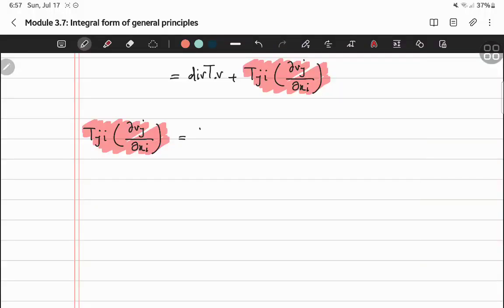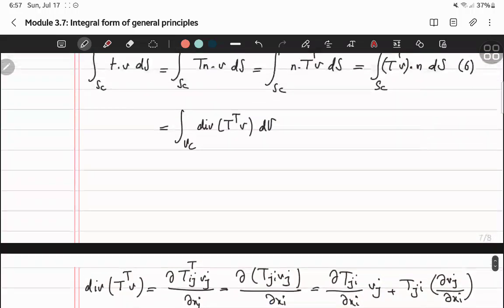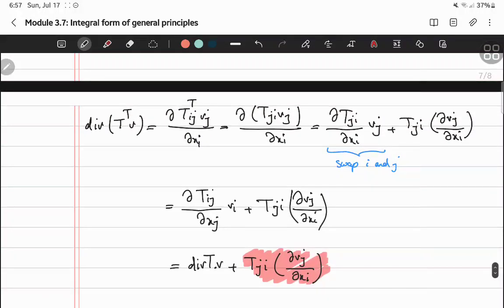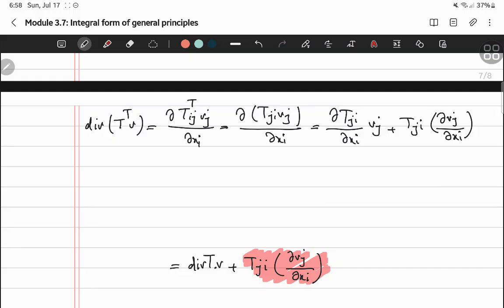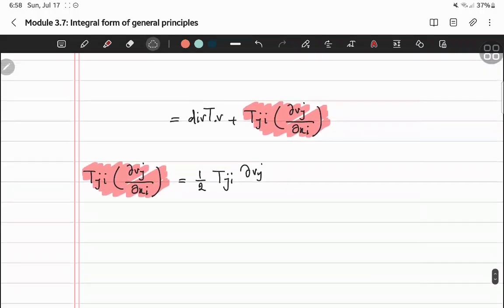So this is equal to, I can write this as half of t_ji partial derivative of v_j, and I think that I made a mistake in here. So yes, we're not going to swap i and j in here. So finally, we end up with this t_ji x_i. This is the divergence of t. Sorry about that.